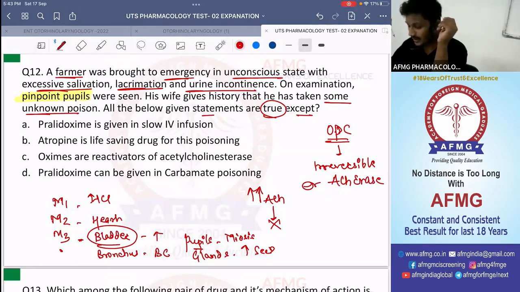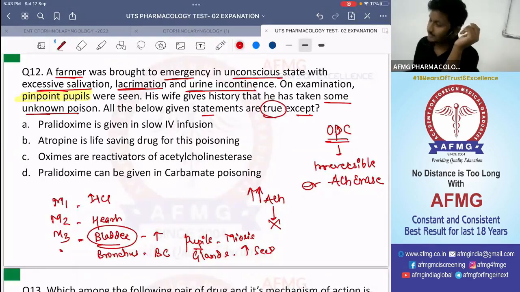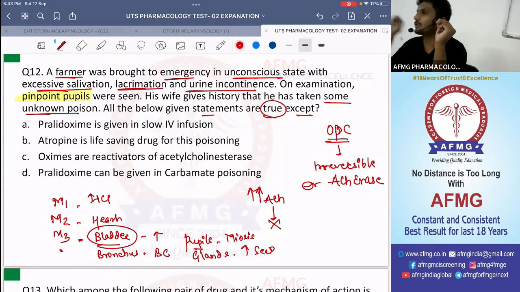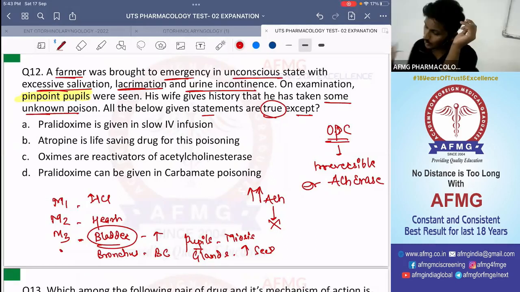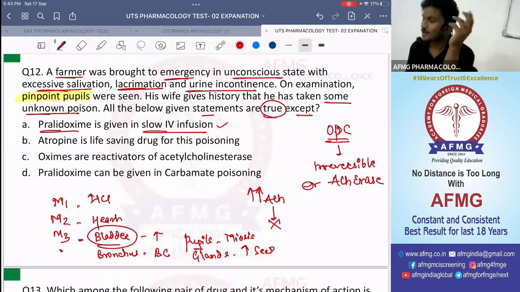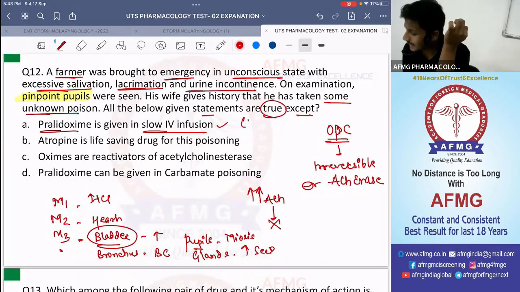Now talking about this one again. Option A. So if it is OPC, it is an irreversible inhibitor of acetylcholinesterase, increasing acetylcholine to an excess level, and that will cause all the cholinergic symptoms in the patient. Now, if I talk about option A, it says pralidoxime is given in slow IV infusion as a rapid or slow. So pralidoxime is what? Pralidoxime or diacetyl monoxime. Very good.